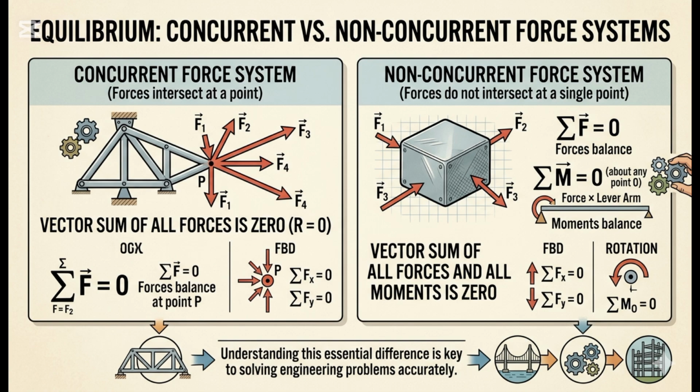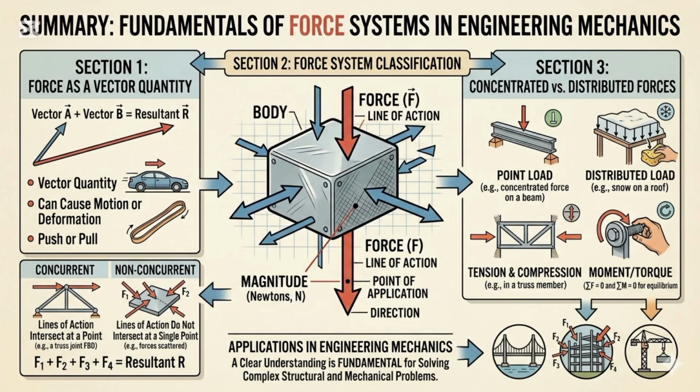In concurrent systems, equilibrium is achieved when the vector sum of all forces is zero. In non-concurrent systems, equilibrium requires both the sum of forces and the sum of moments about any point to be zero. In summary, a force is a vector quantity that can change the motion or shape of a body, and a force system is a combination of forces acting together.